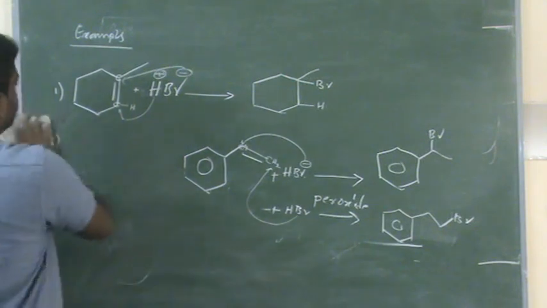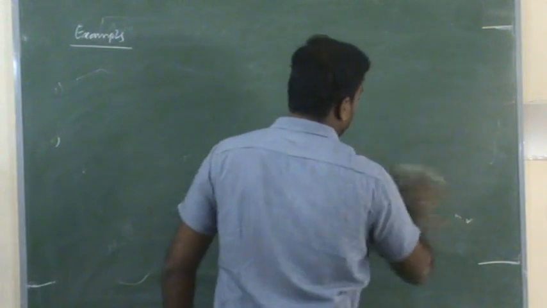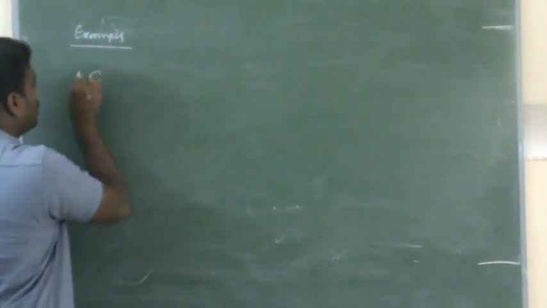Okay. Let us take some more examples on this based on Markovnikov and anti-Markovnikov rule.